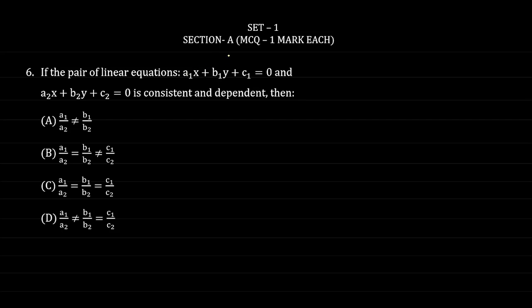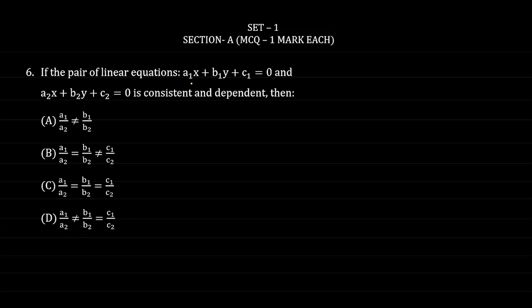So we are solving CBSE 2026 standard paper set 1 section A. In the last video we have seen question numbers 1 to 5. So if you haven't seen that video, go and watch that video first. Here we are starting with the question number 6. So question number 6 is from the chapter pair of linear equations.